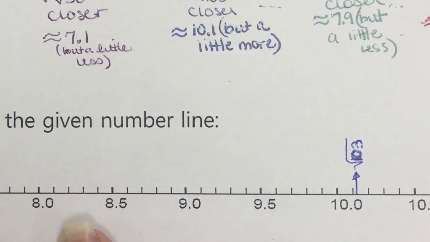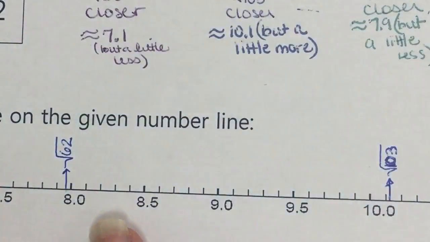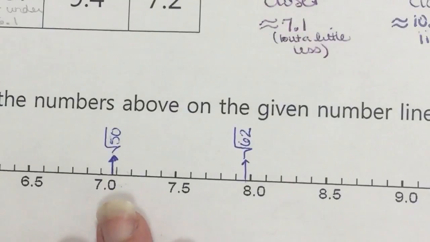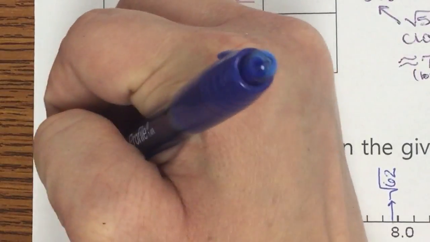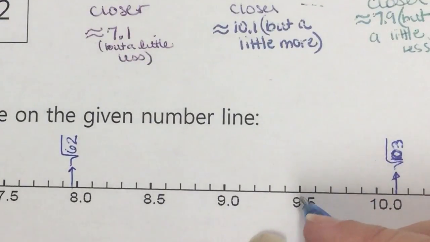Okay, let's check our answers. Square root of 62. Now 6 is an exact number. That is the same thing as 6.0. Square root of 90 was just under 9.5. Well, here is 9.5, so it's just under that mark.